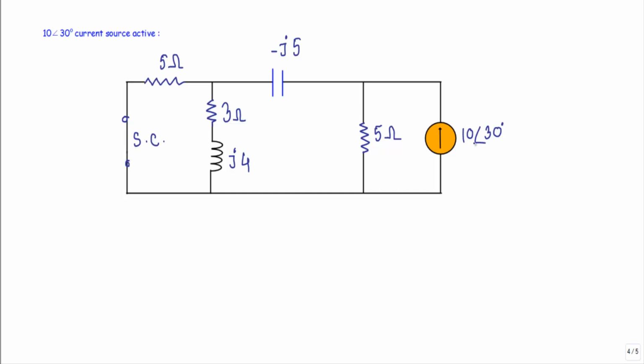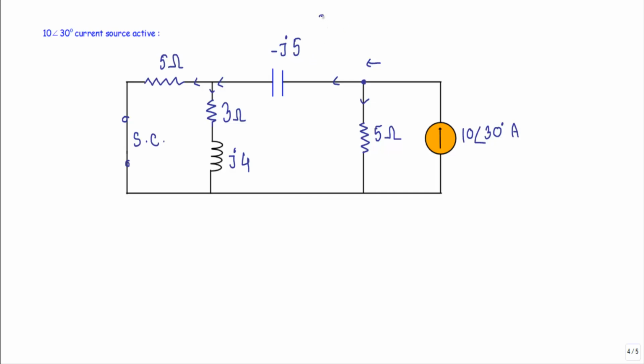Now see, this is our current source. It will supply current up to this point. The current will remain the same up to this point. Here it will divide. One portion will go in this direction, another portion will go in this direction. This portion will further divide. One will go in this direction, another will go in this direction. See, we have to calculate the current through this minus J5 ohm.